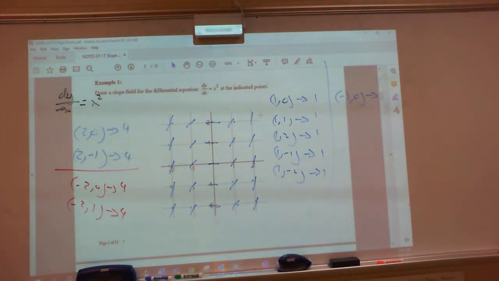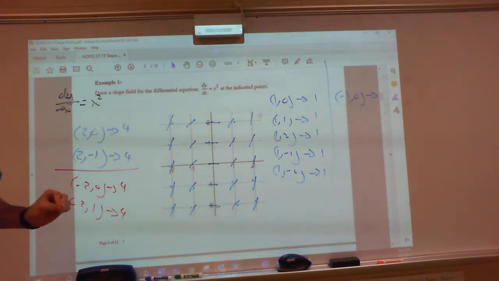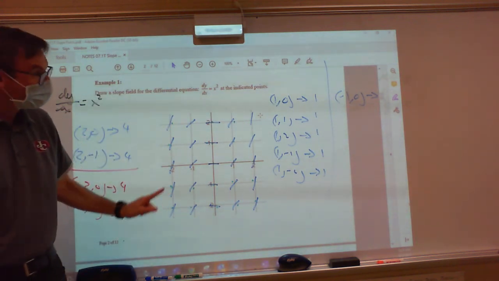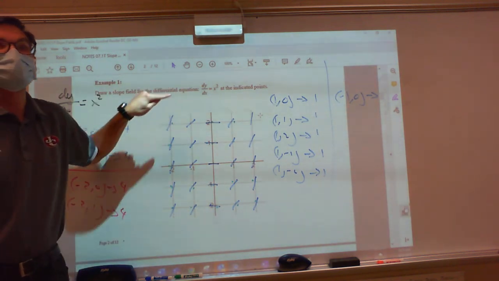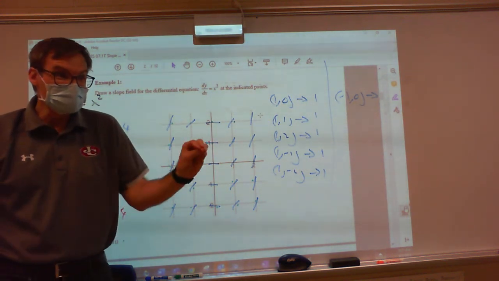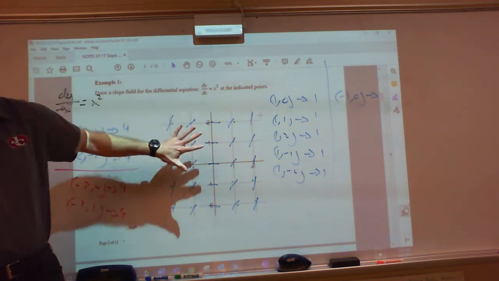We have just constructed our first slope field. Yay! And as ridiculous as this sounds, sometimes there's an AP question where they give you a differential equation and they say construct a slope field. It's incredibly tedious, right? So are we okay with it?